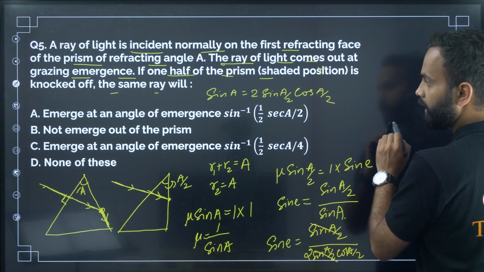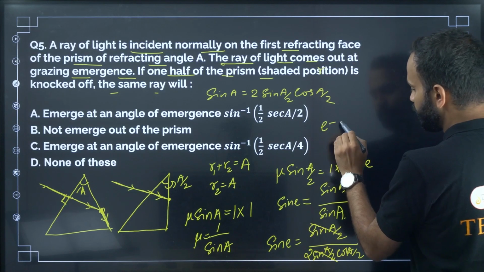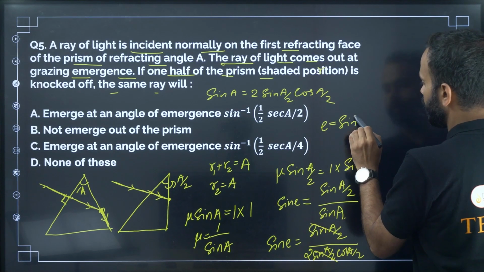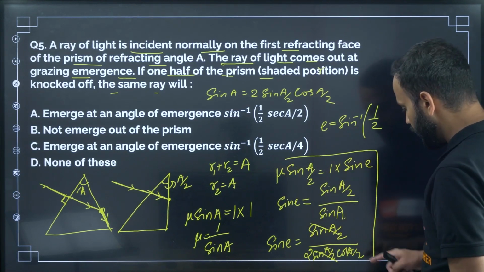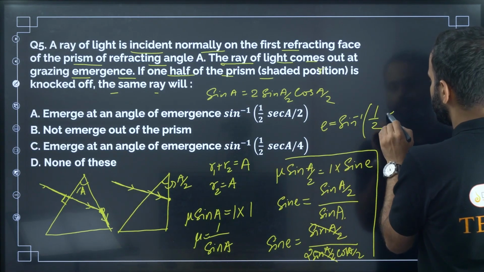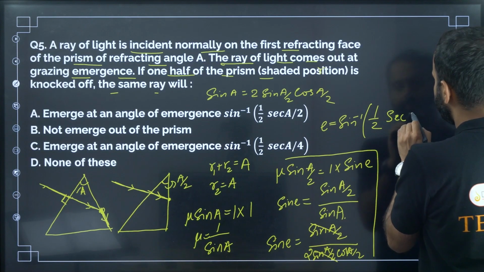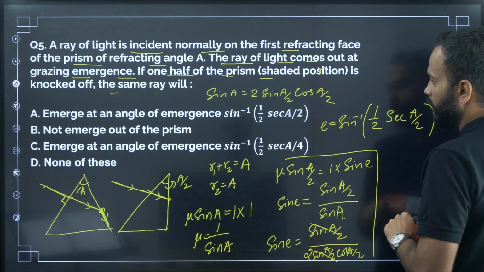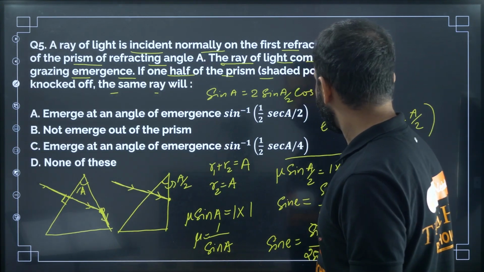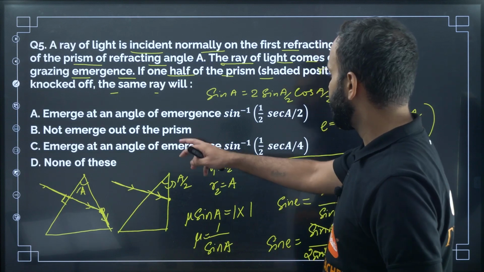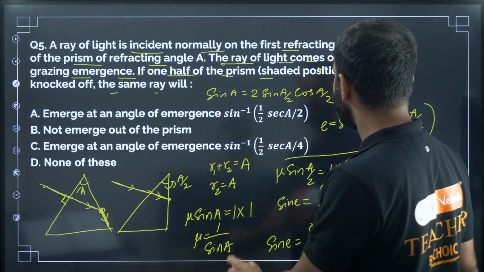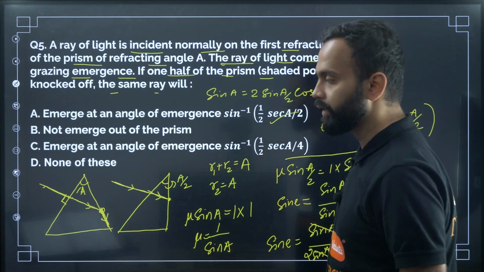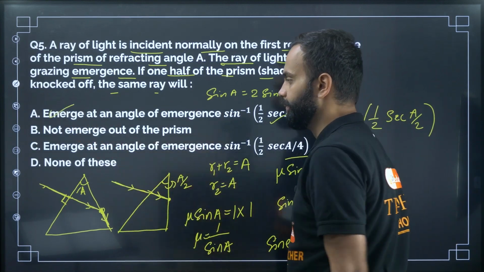So finally E equal to sine inverse of 1 by 2 into 1 by cos A by 2, which is secant A by 2. So the angle of emergence is sine inverse of 1 by 2 into secant of A by 2. So the correct option is A.